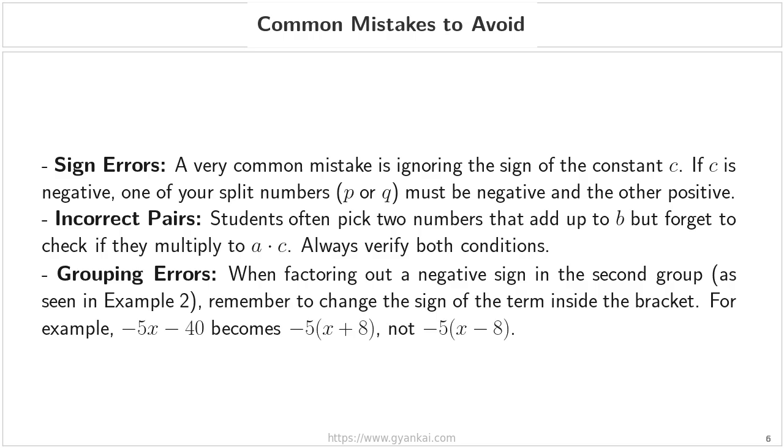Finally, pay close attention to grouping errors, especially when dealing with negative signs. If you look back at our second example with the garden, you'll notice that when we factored out a -5 from the second group, the sign inside the bracket changed. Specifically, -5x minus 40 becomes -5 times the quantity x plus 8. It does not become -5 times the quantity x minus 8. This subtle change is crucial for the final step, where we extract the common binomial. Keep these points in mind as we move into our final summary of the lesson.